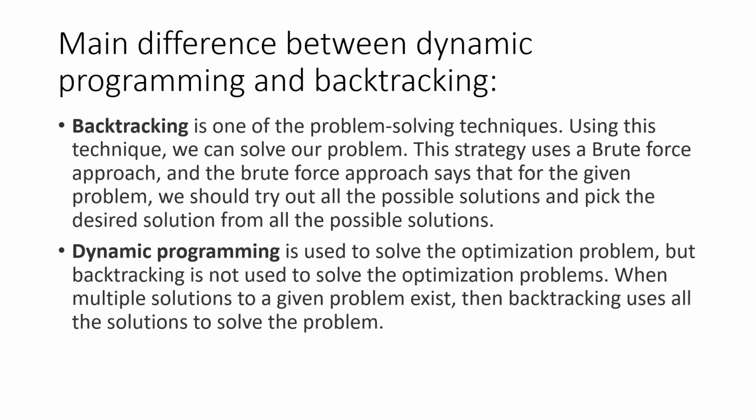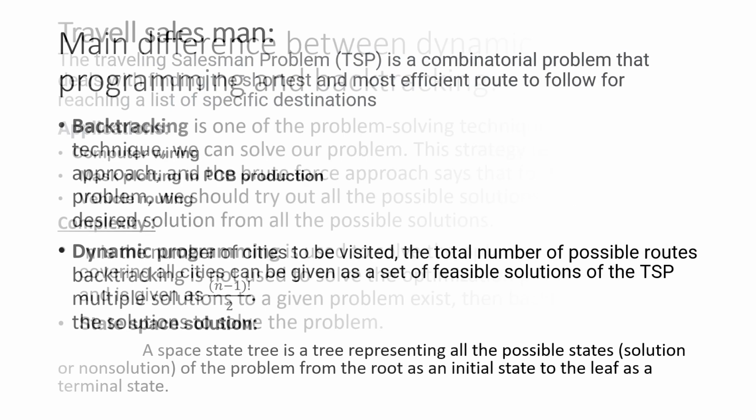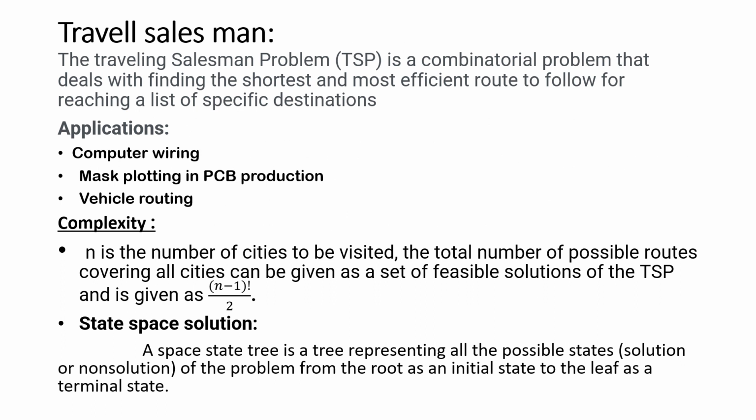First of all, we have to know the main definition of travelling salesman. The travelling salesman problem is a combinatorial problem that deals with finding the shortest and the most efficient route to follow for reaching a list of specific destinations. There are various applications like computer wiring, mask plotting, PCB production, and vehicle routing. Vehicle routing is a very commonly used daily life application: when we have to go from Tadepalligudem to Vijayawada, we have various ways, but we have to find the optimized way. So, vehicle routing is one of the examples of the travelling salesman problem using dynamic programming.